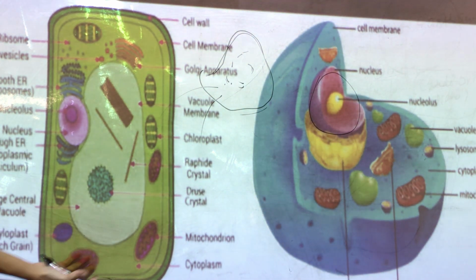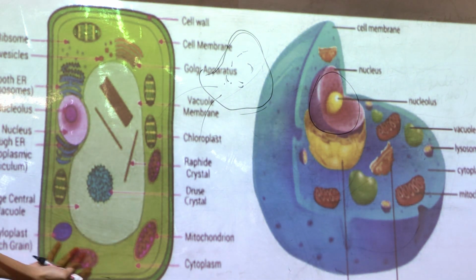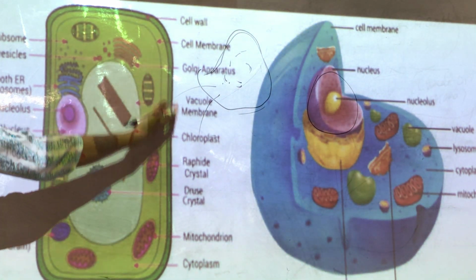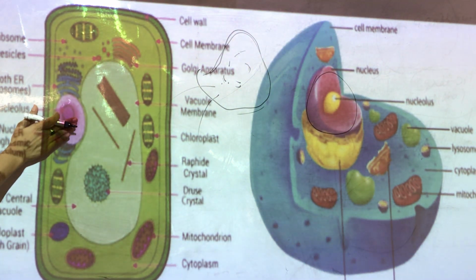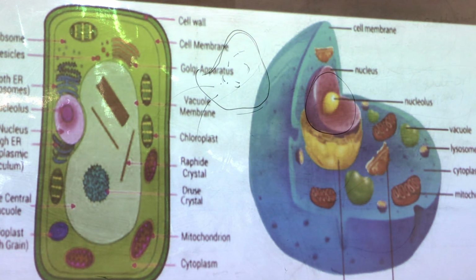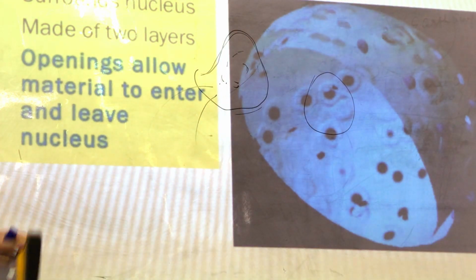There are different organelles responsible for the production of protein. Protein is what our body is made up of. All the information for protein is actually stored in the nucleus. Now, what is the nuclear membrane?